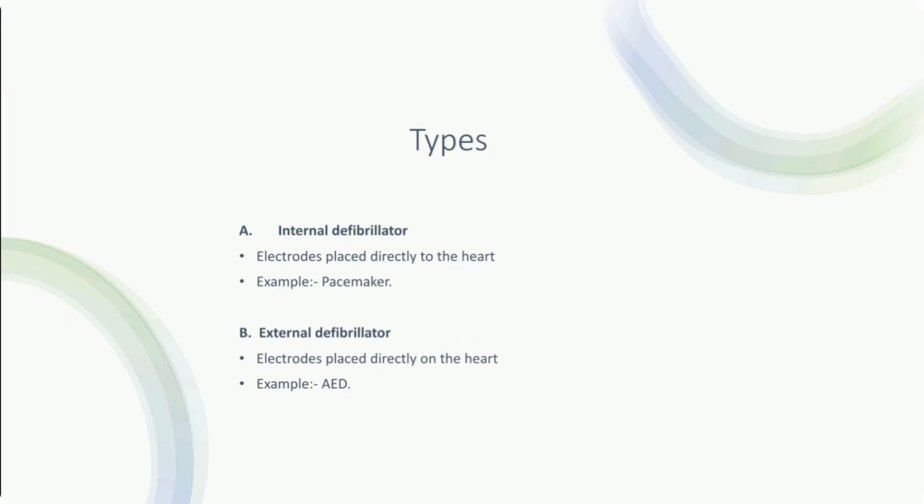Types. Defibrillators are of two types, internal defibrillator and external defibrillator. In the internal defibrillator, electrodes are placed directly on the heart, for example, a pacemaker, and in the external defibrillator, electrodes are placed on the chest, for example, an AED, which is an automated external defibrillator.